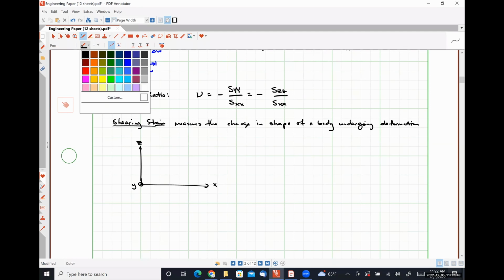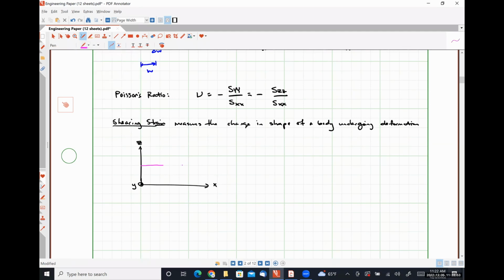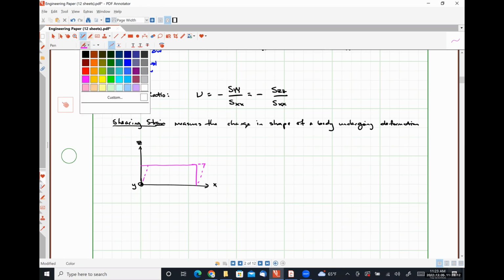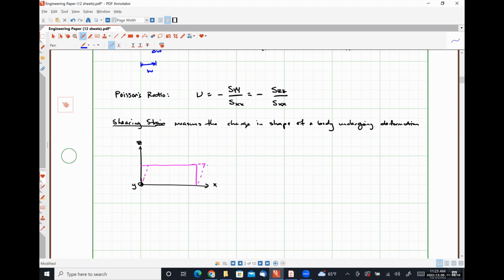When we apply that force to the surface, instead of having a profile like this, what we will get is a profile like this, where this dimension is our height, and this dimension is our change in X. So our shearing strain, SZX, is going to be equal to the change in X divided by the height.